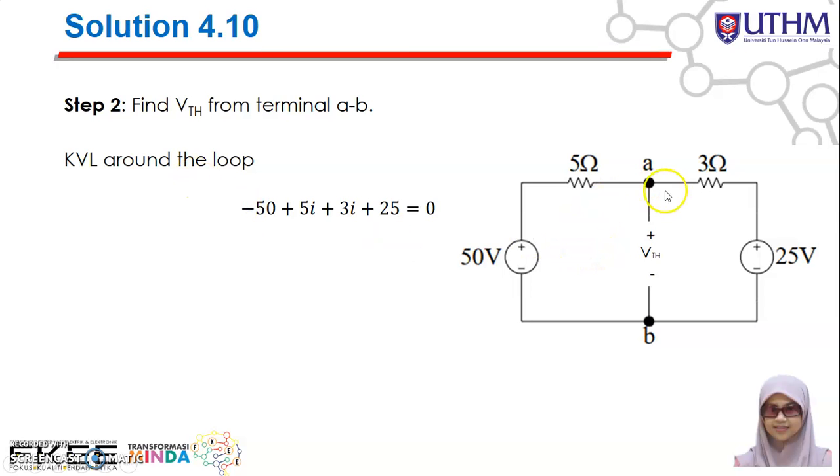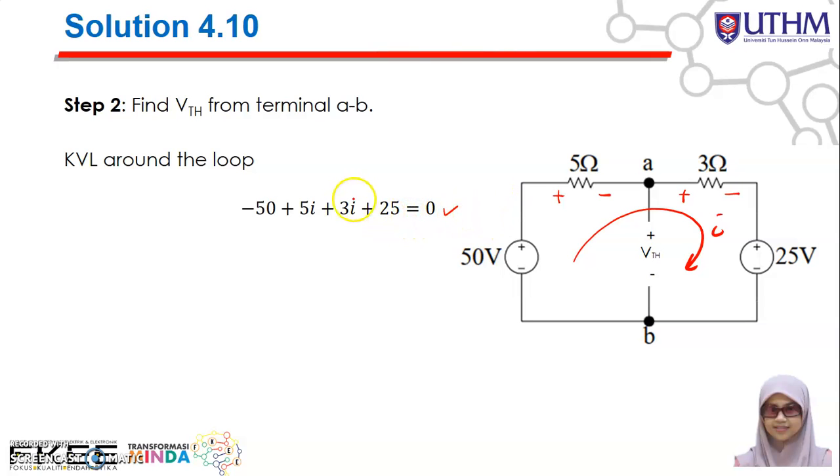So basically we can apply the mesh analysis. By applying the KVL around the loop, you get this equation. Because here becomes open circuit, you can consider you have a mesh current I here around the loop. Before you can apply your KVL, you need to assign the polarity for each of the elements based on the mesh current. So here you have positive, negative, positive, and negative. Okay, from this point you see a negative terminal. So negative 50 plus the voltage across the 5 ohm, which is 5I, plus 3I plus 25 equal to 0.